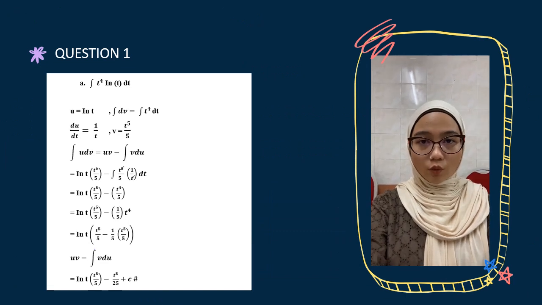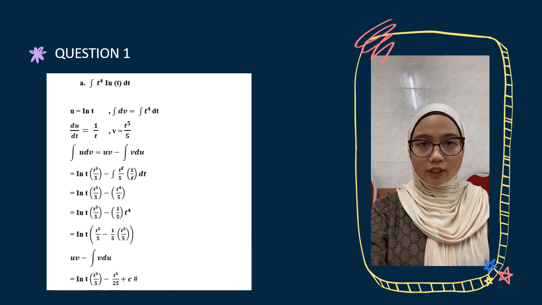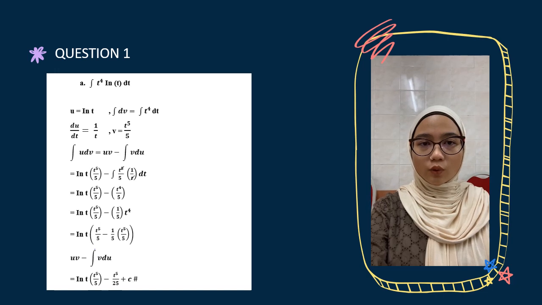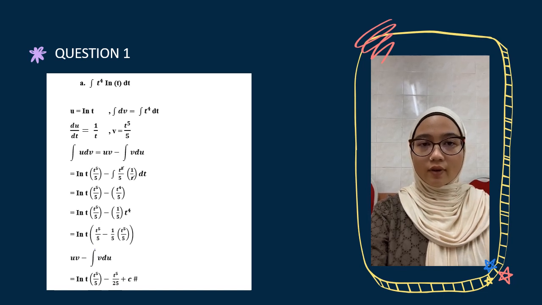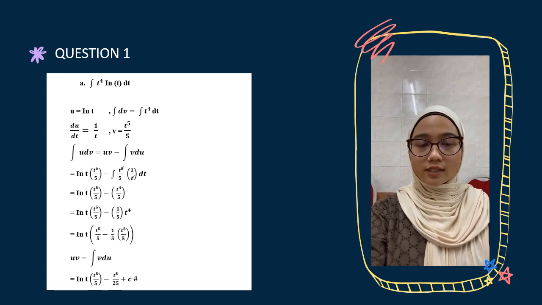For question 1a, we have to use the integration by parts formula, which is uv minus the integral of v du. But how do we choose u? That is why we have to use LIATE, L-I-A-T-E. Then we have to integrate the left hand side and the right hand side.